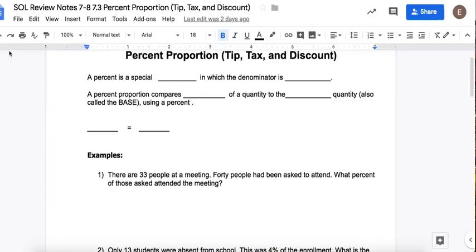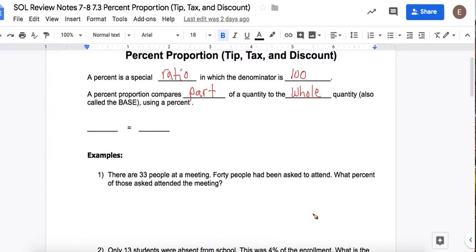So a percent is a special ratio in which the denominator is 100. A percent proportion compares part of a quantity to the whole quantity, also called the base, using a percent.